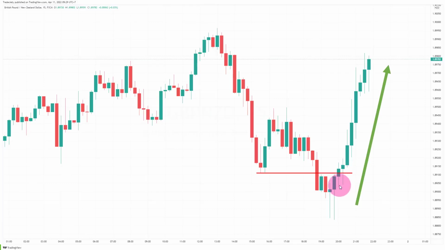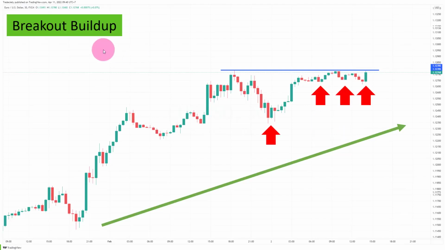Here we have another rejection, which is another stop run, and then you can see afterwards the market is really nicely taking off. Second, I love the breakout buildup. I talked about this a few times in the past. I think it's a very great pattern. It's also a component that you can use for any other pattern, so it can be considered an add-on.